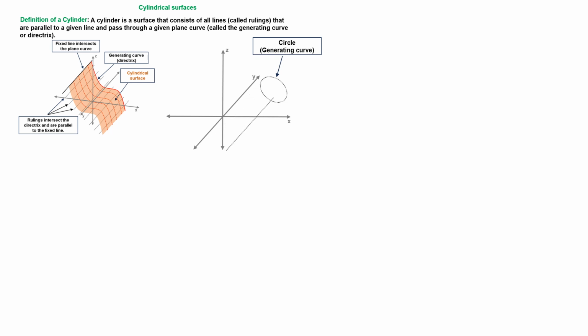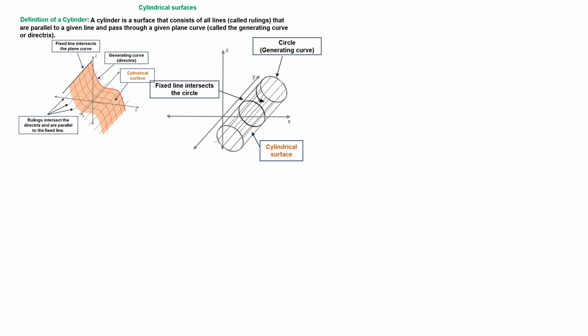The surface of the cylinder is generated by moving this line along the circle while ensuring that it remains parallel to the fixed line. The set of all lines that are parallel to the fixed line and intersect the circle forms a right circular cylinder.